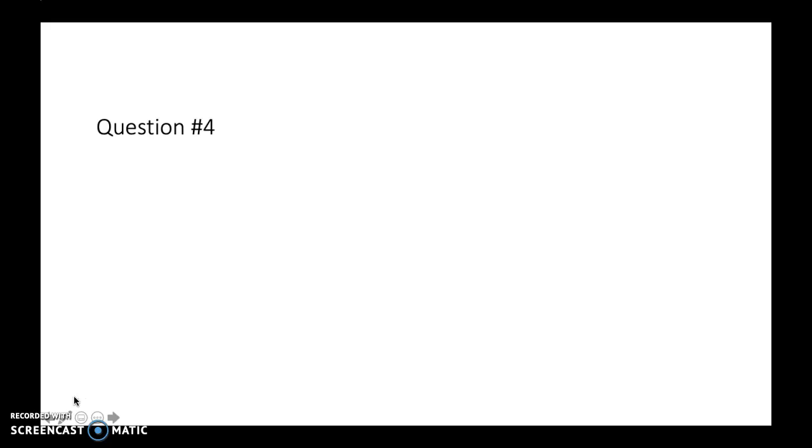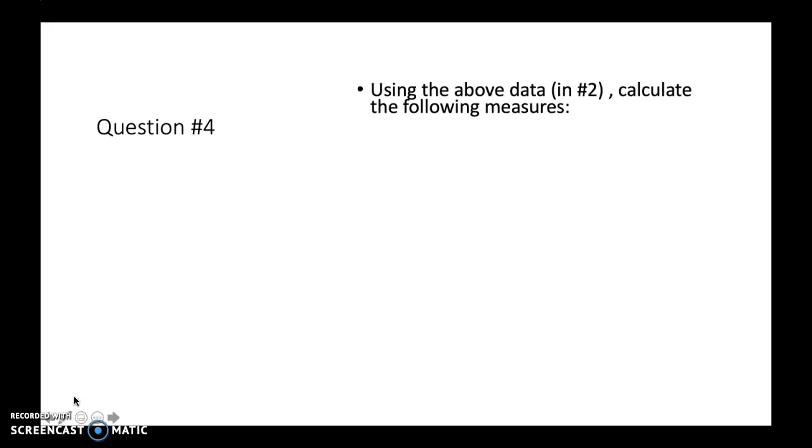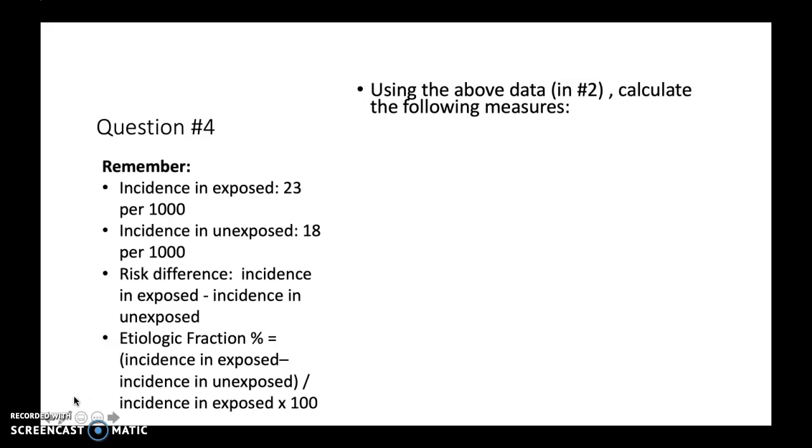So question 4 says using the above data in number 2, calculate the following measures. So just to bring in some data from question 2, remember incidence in exposed is 23 per 1,000. Incidence in unexposed is 18 per 1,000.